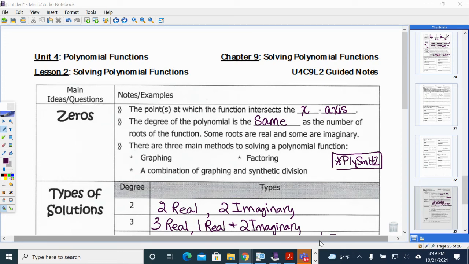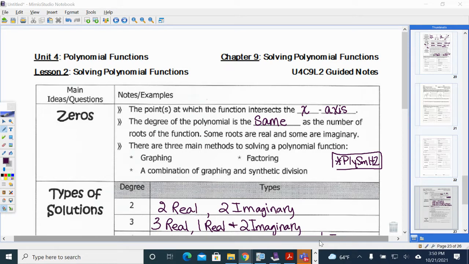This video is on Unit 4, Chapter 9, Solving Polynomial Functions, Lesson number 2, Solving Polynomial Functions. So in this lesson, what we're going to look at is finding the value of x. And to remind you, if you think back to quadratics, the solution to a quadratic is where the parabola hits the x-axis.